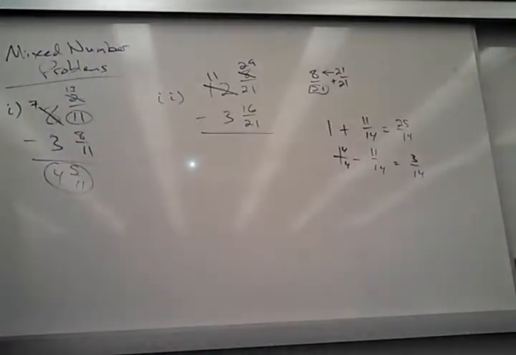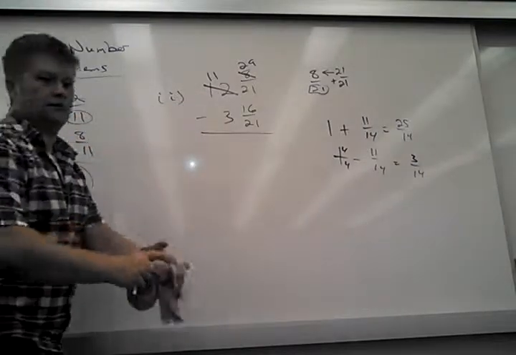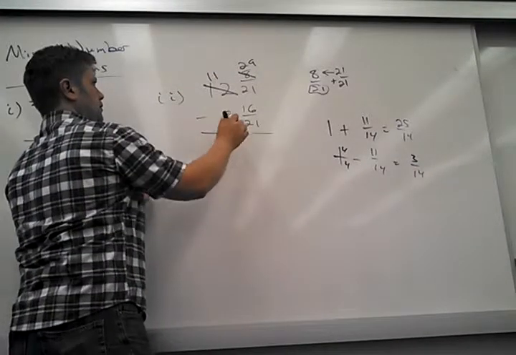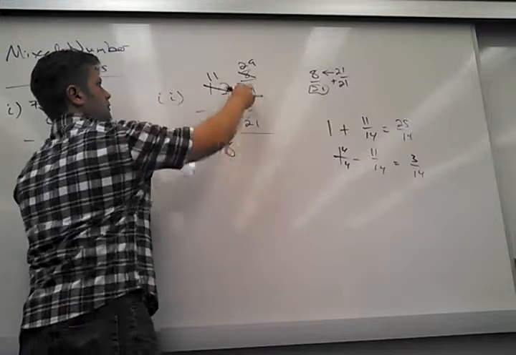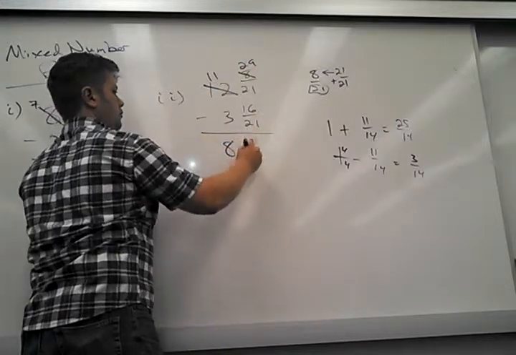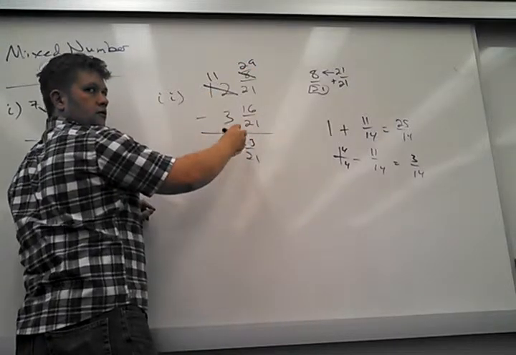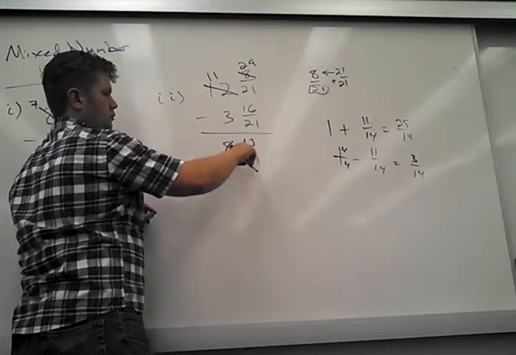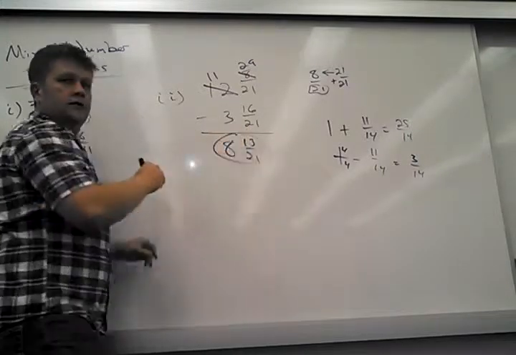Okay. I have a question. Oh, I didn't finish this out. 11 minus 3? 8. 8? 13. And 13 over 21, is that reduced? No, 13 is prime, so that's the end.